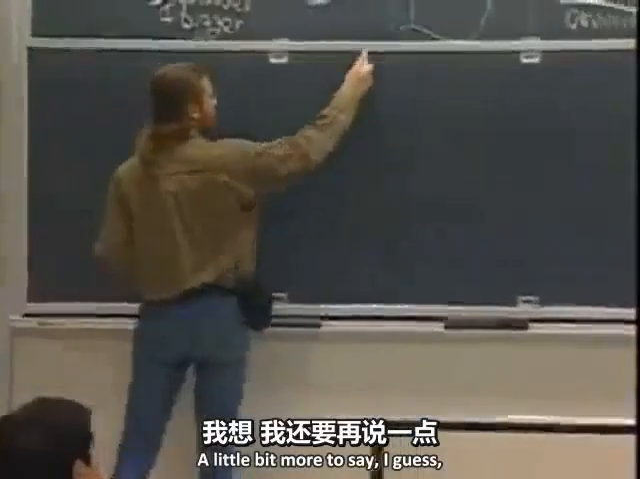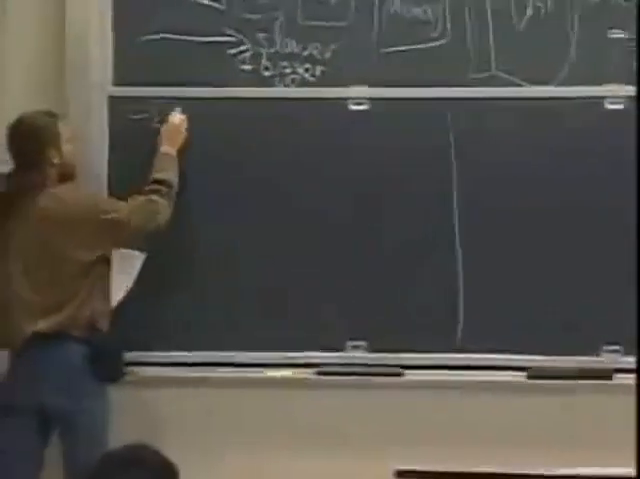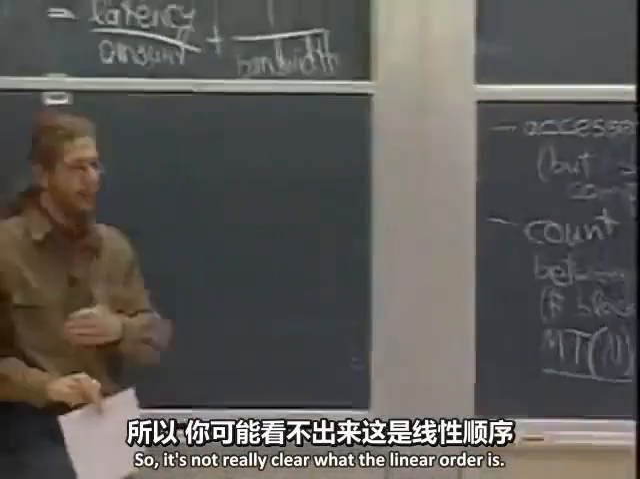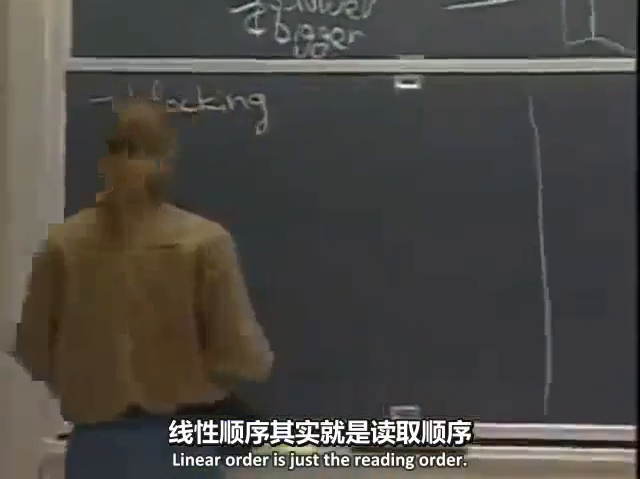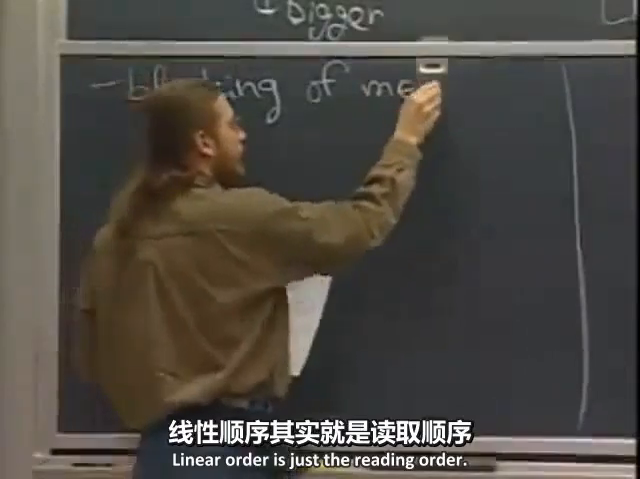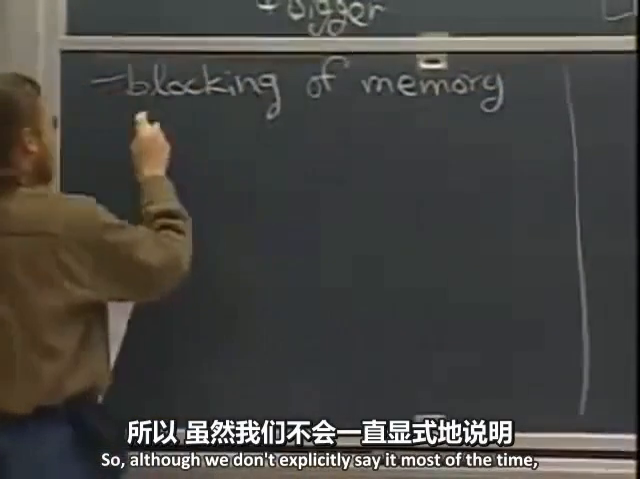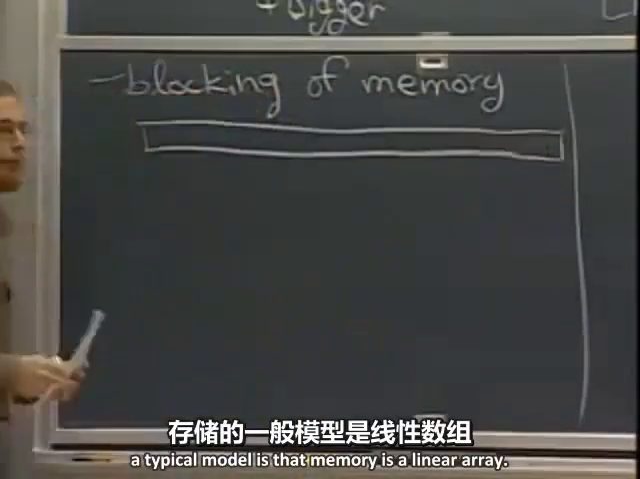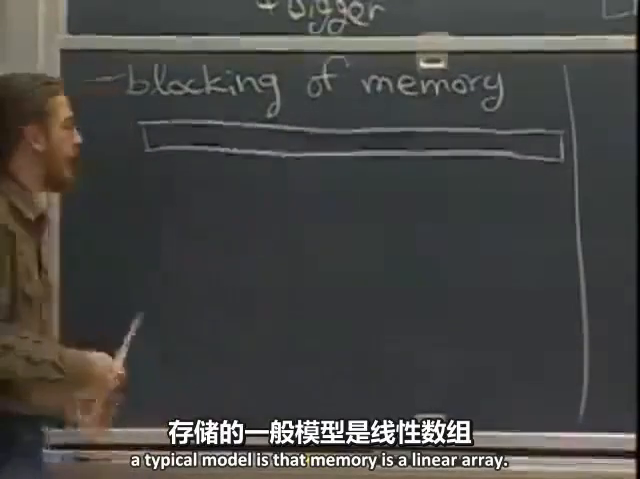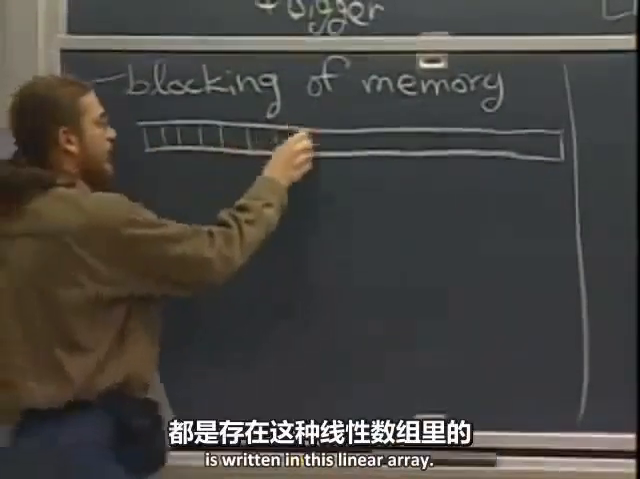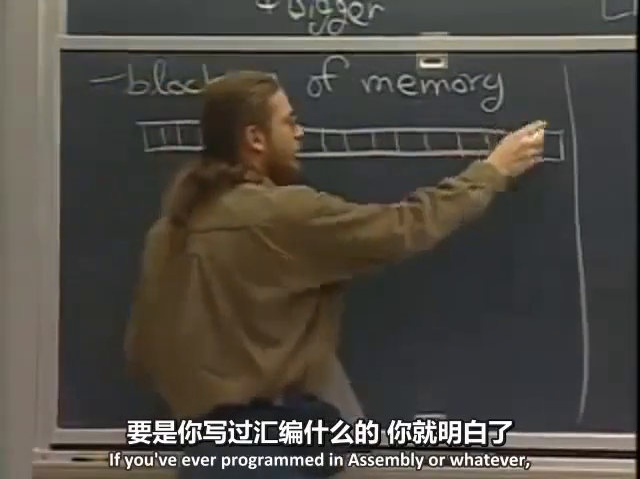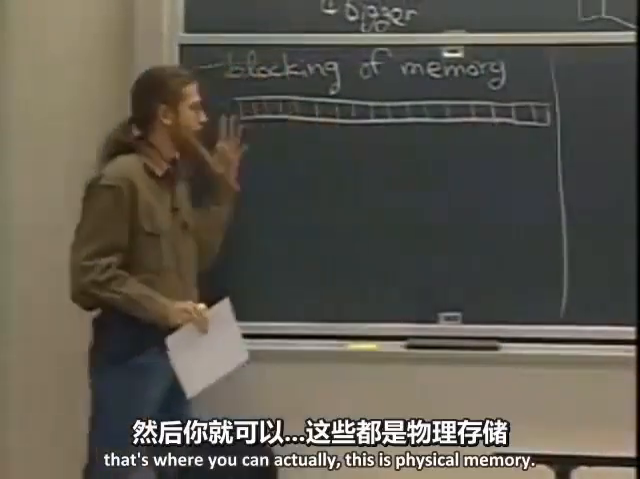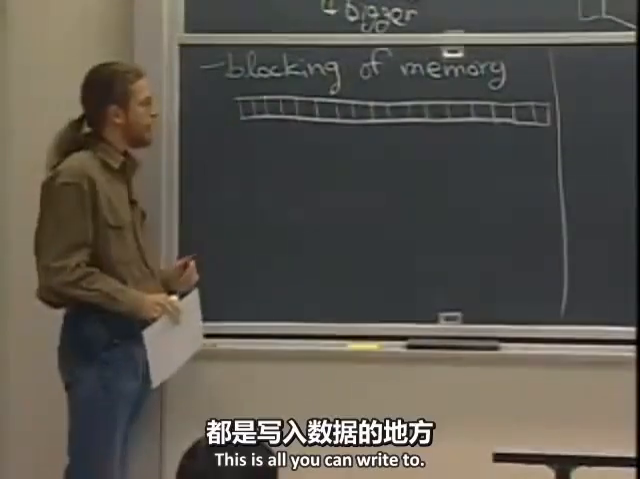A little bit more to say, I guess. Maybe obvious at this point, but I've been drawing everything as tables, so it's not really clear what the linear order is. Linear order is just the reading order. So although we don't explicitly say it most of the time, a typical model is that memory is a linear array. Everything that you ever store in your program is written in this linear array. If you've ever programmed in assembly or whatever, that's the model. You have this address space, and any number between here and here, that's where you can actually write. This is physical memory. This is all you can write to.